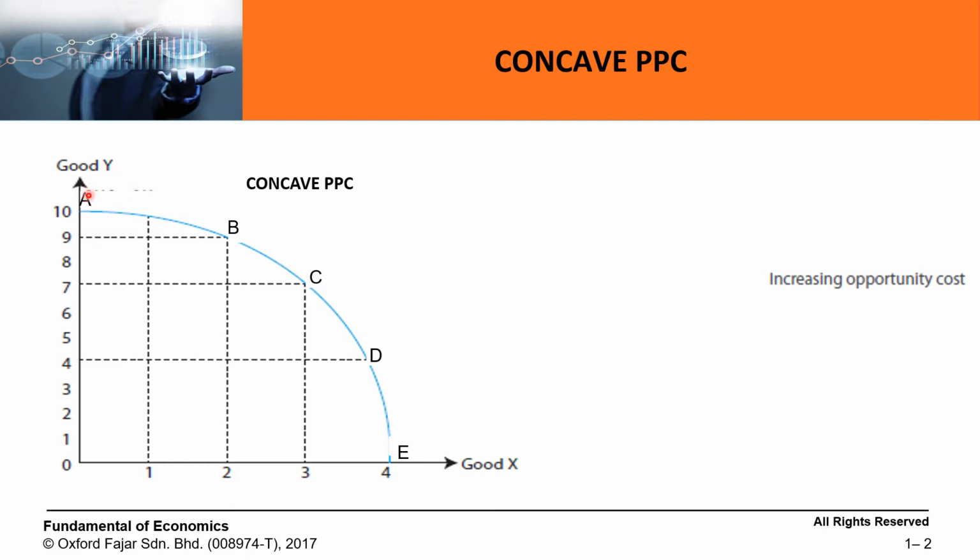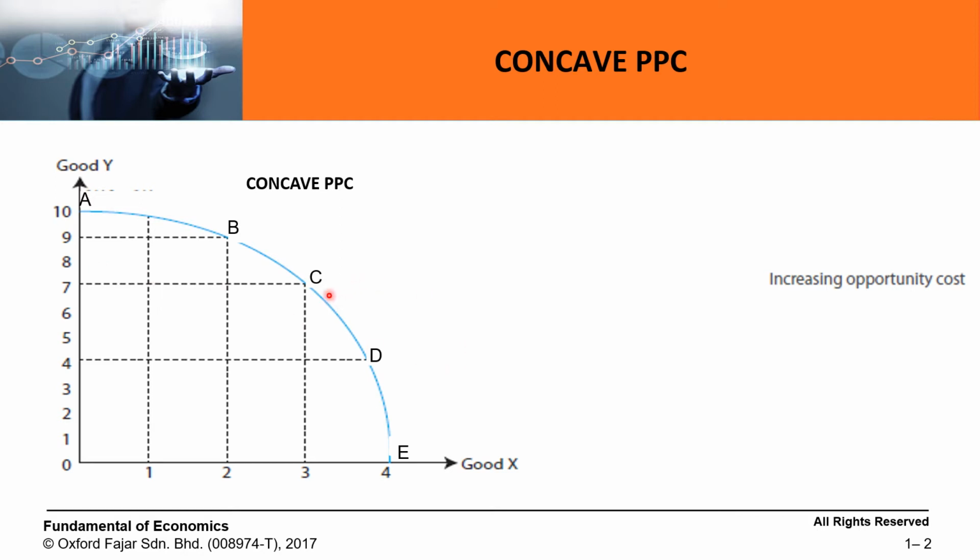So dalam case ni when point A move to point B, kita dapati we have to sacrifice 1 unit of good Y. Okay. When point B move to point C, which is kita decide to produce another one more unit of good X. Again, kita kena sacrifice good Y. Kali ni, we have to sacrifice 2 units of good Y. Sebab dulu, we are producing 9 units and now kita cuma dapat produce 7 units saja. So, we need to sacrifice 2 units of good Y.